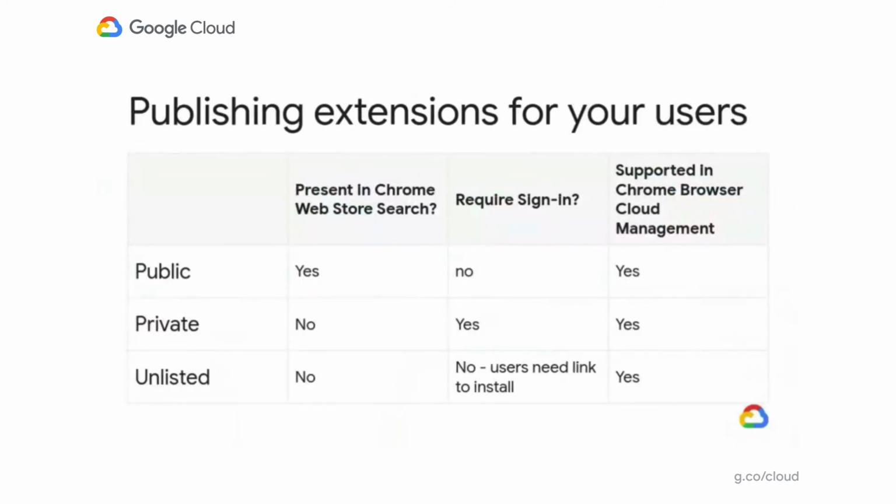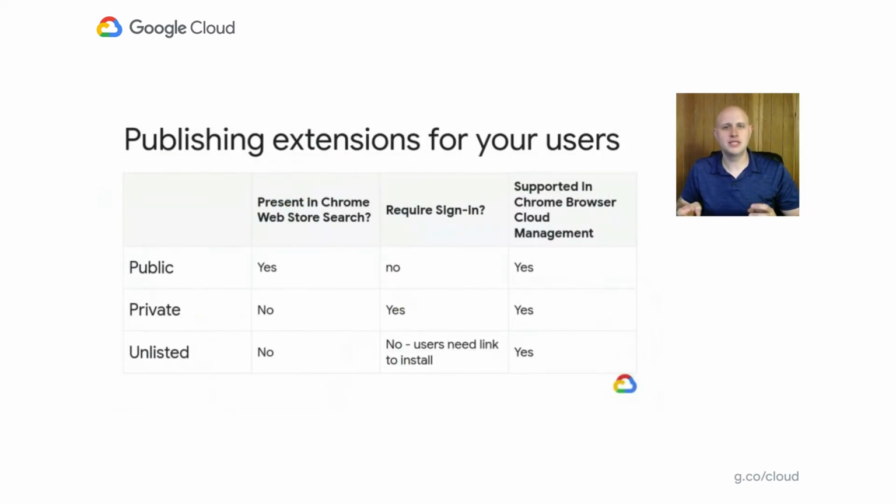Now, once you have your extensions uploaded to your dev console and they're ready to go, they've been tested, and there are lots of tutorials online to help you with that, you have to publish them so you can make them accessible to your users. There are 3 different ways to publish extensions. First is public. That means it's ready for everybody in the world to have access. It's going to be present in Chrome Web Store search, it does not require users to sign into Google Identity, and it's supported in Chrome Browser Cloud Management. In fact, all 3 of these are supported to add those extensions for extension management and user settings within Chrome Browser Cloud Management.